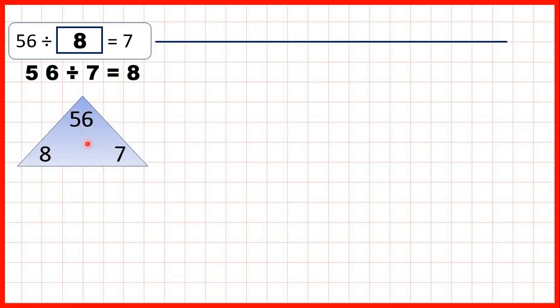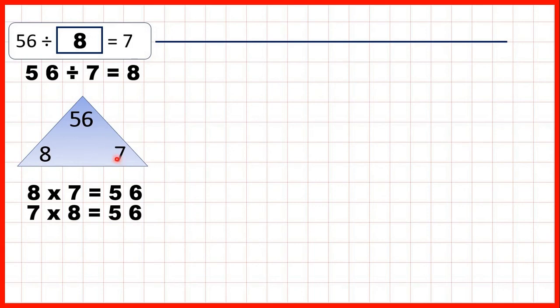So we can show a multiplication triangle with 56 at the top and 8 and 7 on the bottom. From this we know that 8 times 7 is 56 and 7 times 8 is 56. We also know that 56 divided by 8 is 7 and 56 divided by 7 is 8.